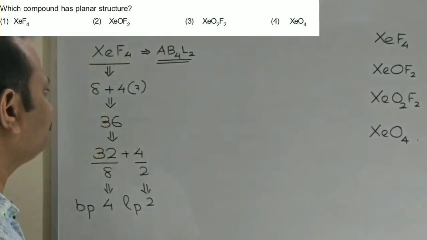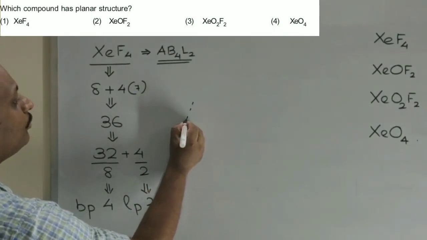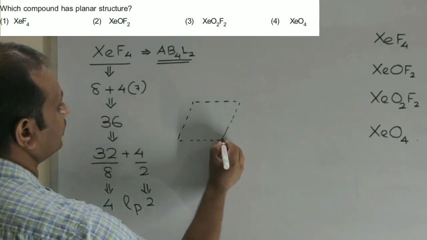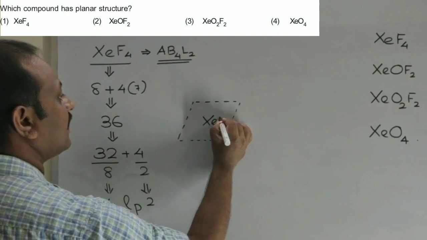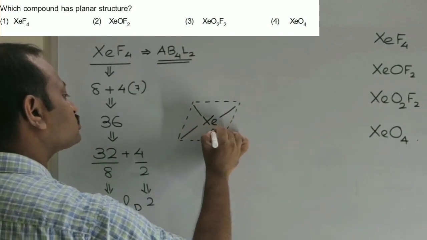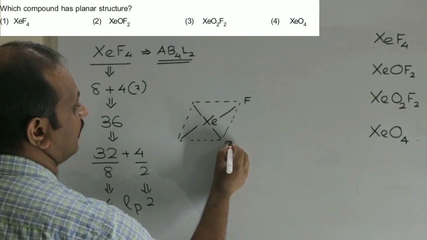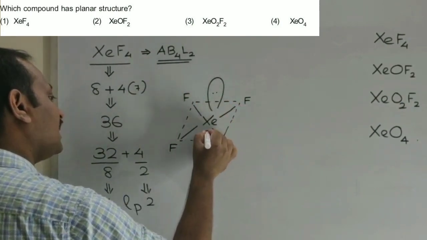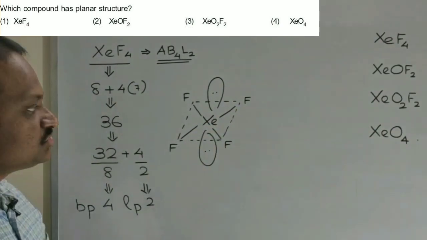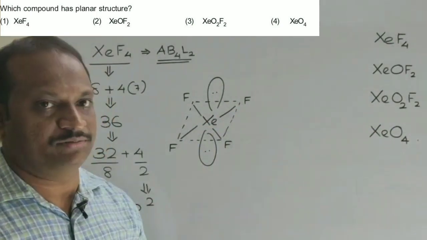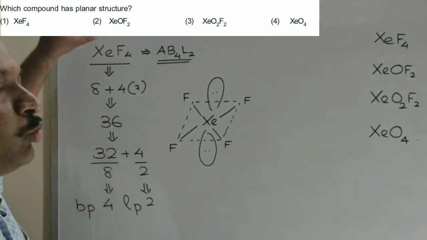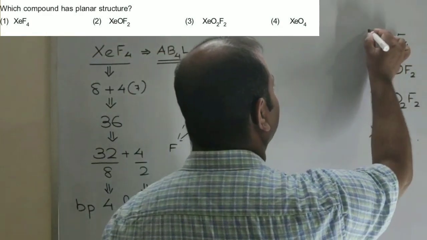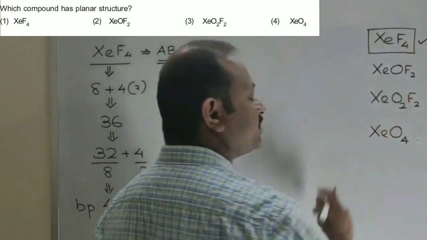I can draw the shape of this particular compound. You can see the arrangement of XeF4: Xe at the center and along the corners of a square we have fluorine. And what about the position of the lone pairs? One lone pair up and the next one down. So what is this shape called? Square planar. In their question they're asking which of the following has a planar structure. Obviously our answer is XeF4, which has a planar shape.